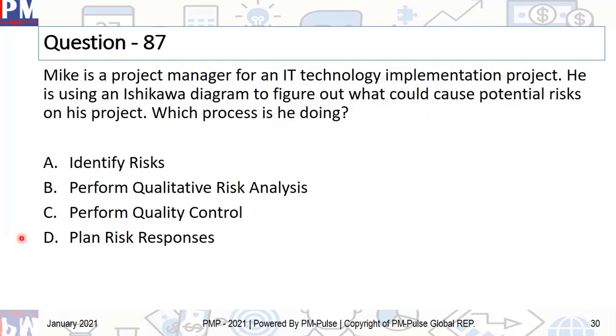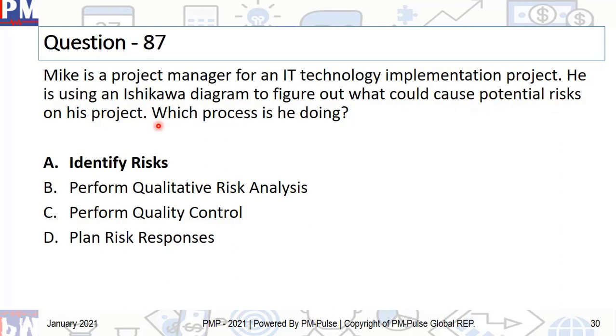All right, let's move on to question number 87. And the correct answer is A, identify a risk. What are we doing here? Mike is a project manager for an IT technology implementation project. He is using an Ishikawa diagram to figure out what could cause a potential risk on his project. That's it. So you're just trying to identify risk.